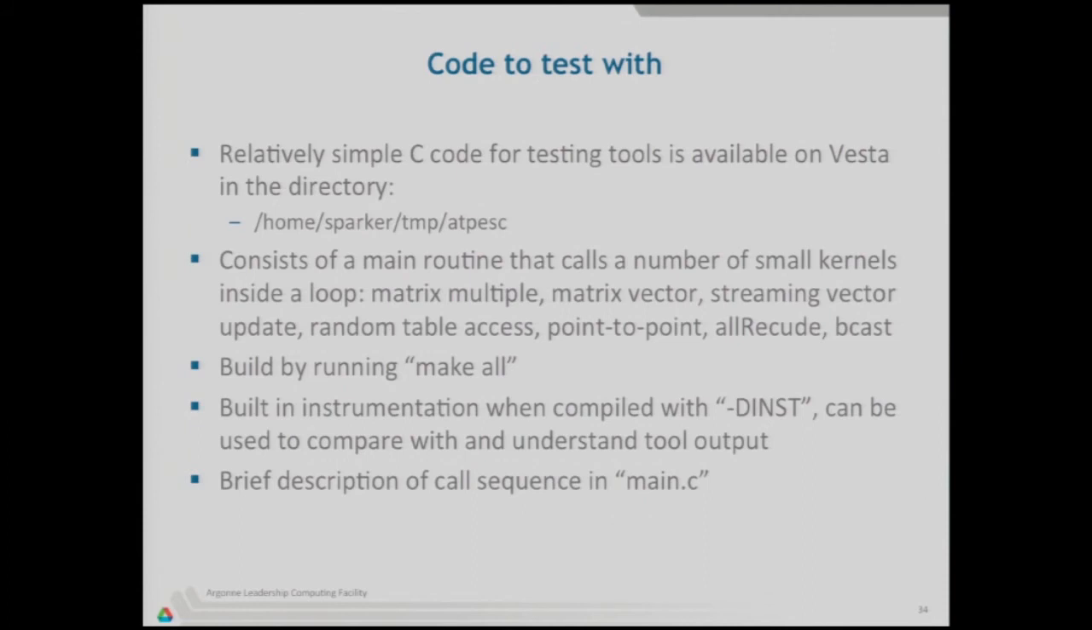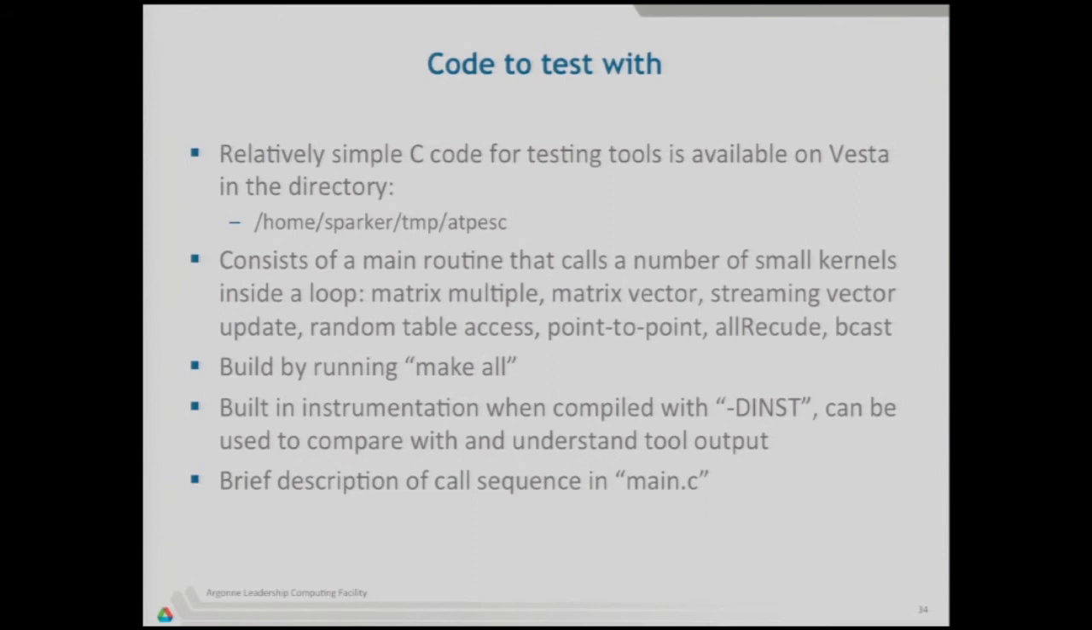It makes like a dozen calls. It's easy to understand what it does. And then you can look at that information, and I find this helpful if you're using a tool for the first time. Take something that you understand how it runs, and then fire up the tool and use that simple code as a reference for interpreting the tool's output. And there's a little brief description. It's a fairly small code, so if you look at main.c, it should be fairly straightforward to understand.